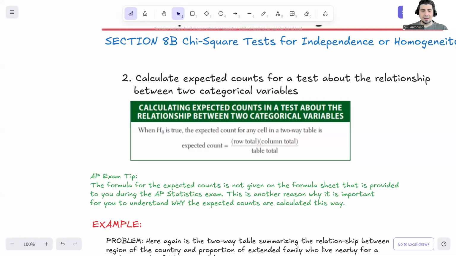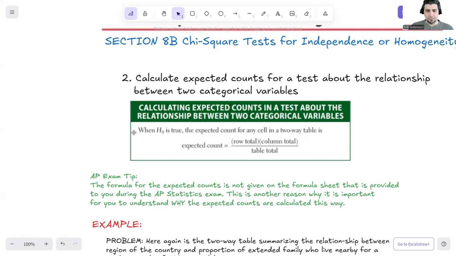Okay, so now we want to look at the next piece of this, which is how to calculate expected counts for a test about the relationship between two categorical variables. When we assume the null is true, the expected count for any cell in a two-way table is going to be the row total times the column total divided by the table total. Now, the formula for the expected counts is not going to be given on your formula sheet. So this is another reason why it's important to understand why the expected counts are calculated this way. Again, row total times column total divided by table total.